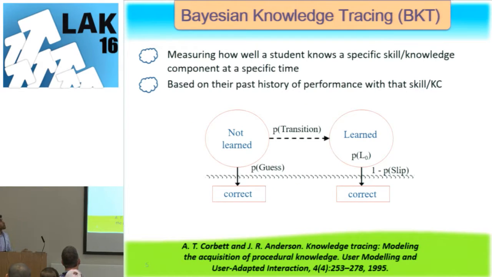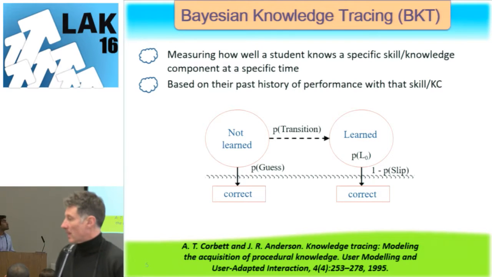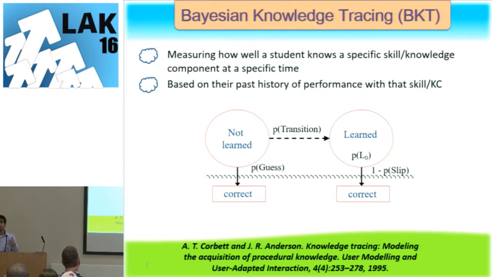The most common way to do mastery learning is Bayesian knowledge tracing. I'm sure that probably all of you know it, but I'm going to say a few words about it, or maybe to remind some of you who don't know about it. The idea behind Bayesian knowledge tracing is that it's a hidden Markov model with two states, either a student is in a not learned state or in a learned state, and with 4 latent variables.